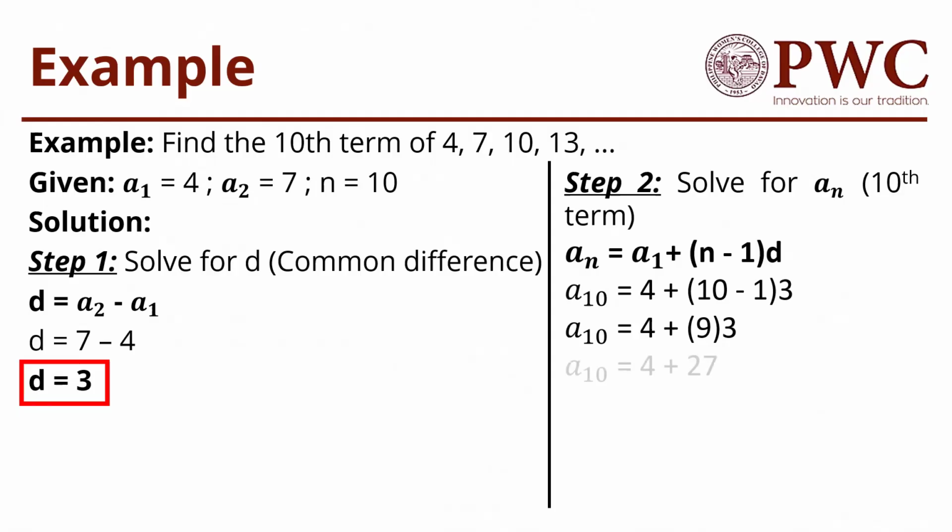9 times 3 is 27. So we got 4 plus 27. And lastly, we need to add 4 and 27, and we got a sub 10 is equal to 31. So the 10th term for 4, 7, 10, and 13 is 31. Okay, so we're done with getting the 10th term of the arithmetic sequence.